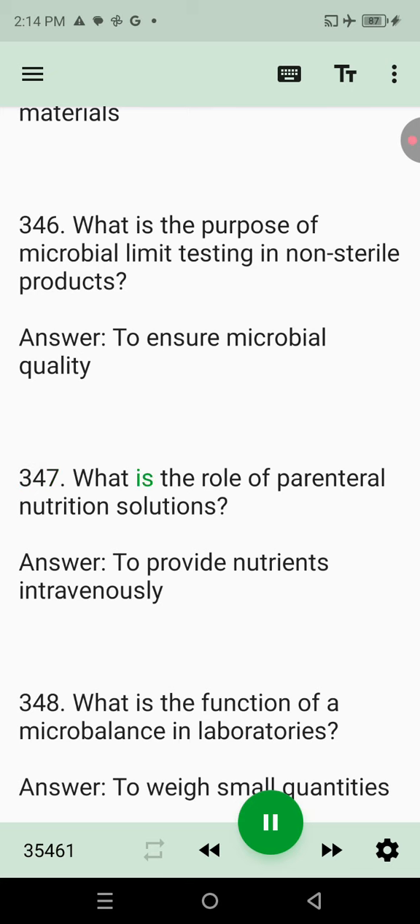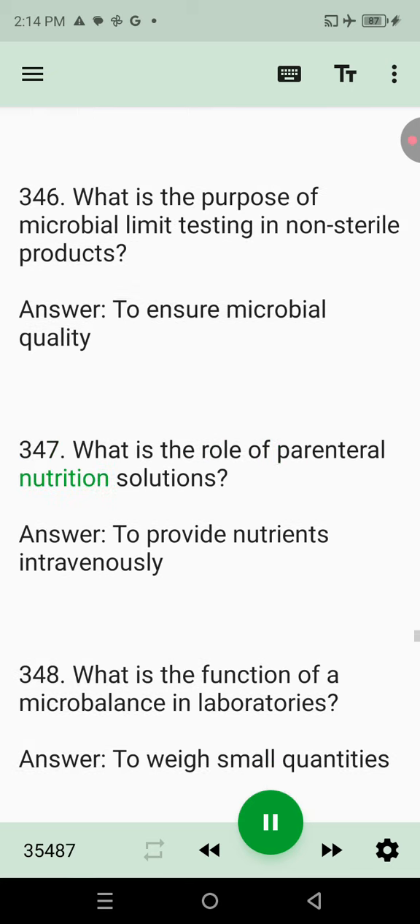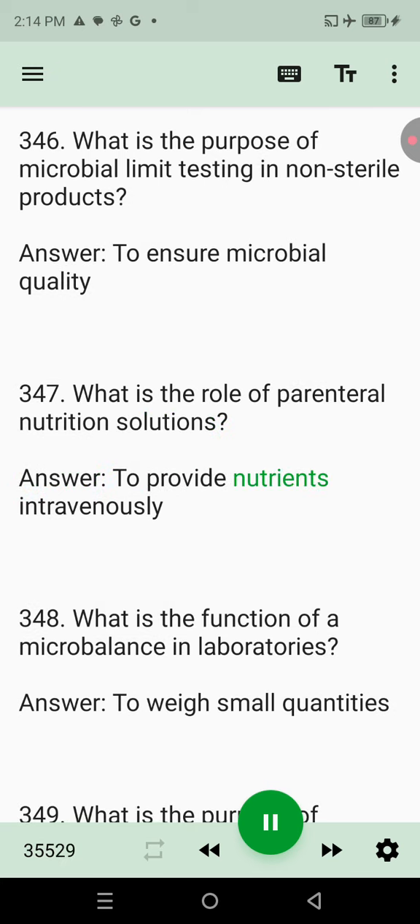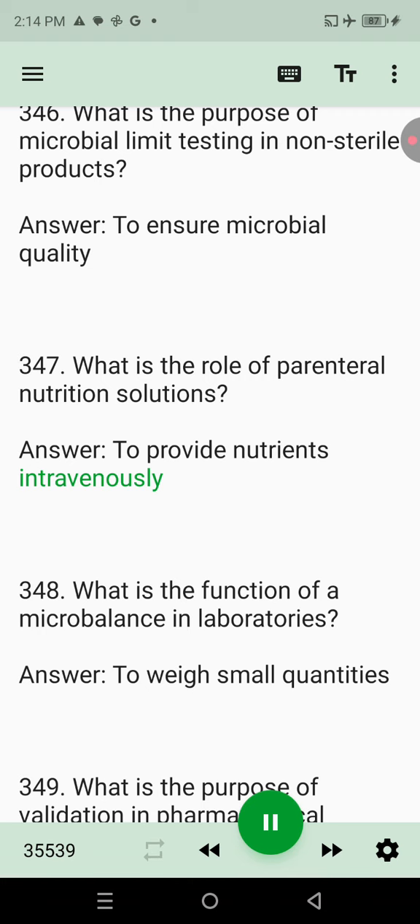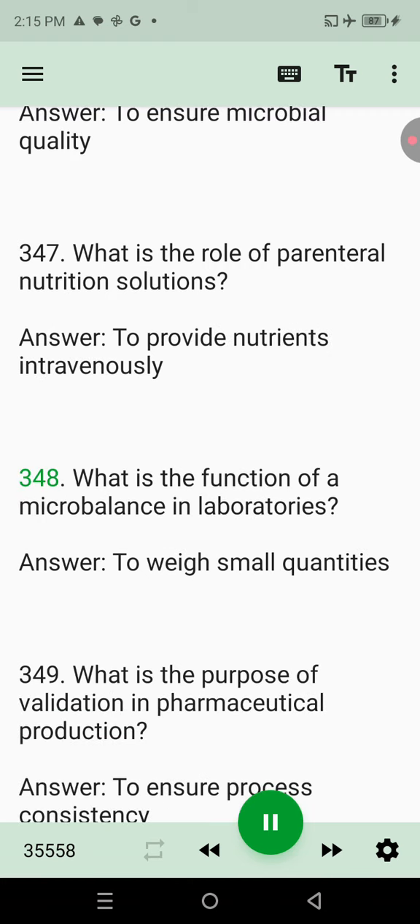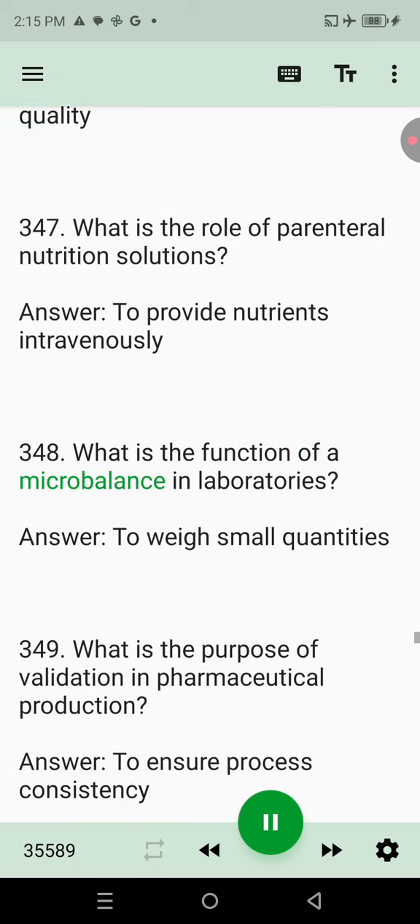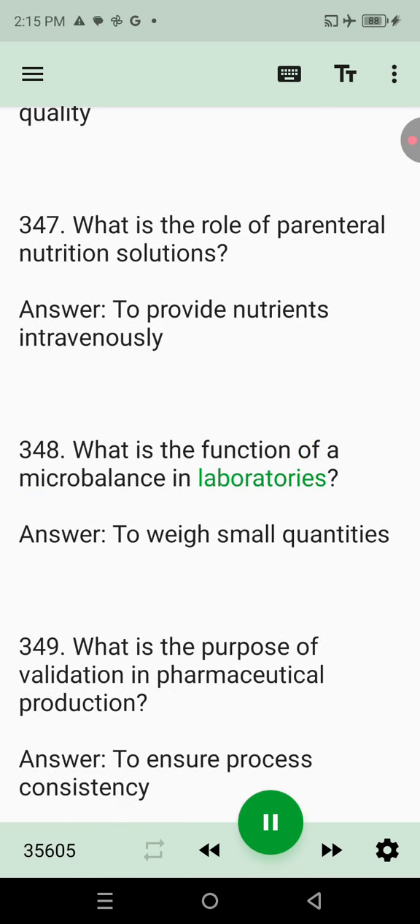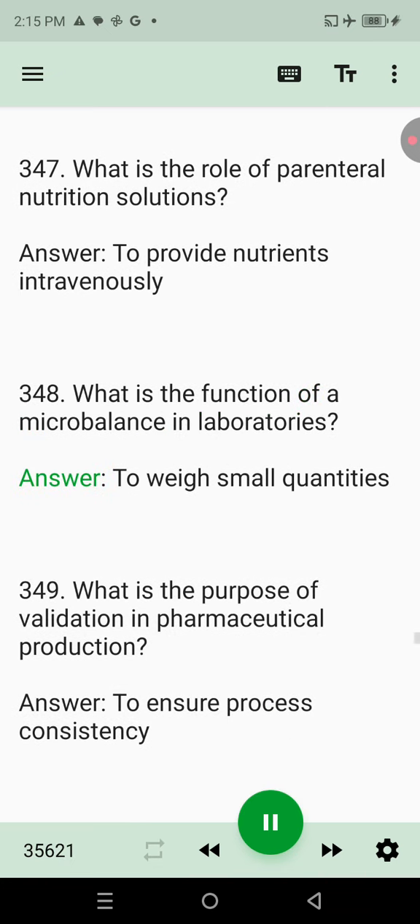347. What is the role of parenteral nutrition solutions? Answer: to provide nutrients intravenously. 348. What is the function of a microbalance in laboratories? Answer: to weigh small quantities.